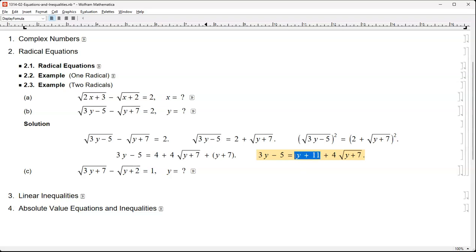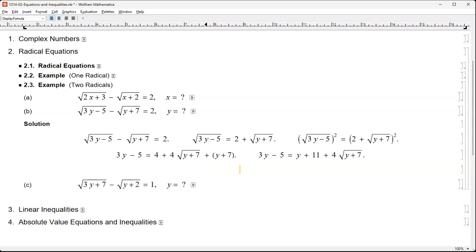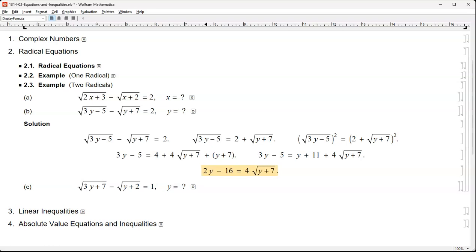Okay, let's flip these to the other side. 3y minus y, so we have 2y, and then minus 5, another 11, minus 16, and that's 4 square root of y plus 7. Okay, alright, isolated. I can square both sides, but not so fast. Let's simplify first so that the computation becomes less painful. y minus 8 is equal to 2 square root of y plus 7, because everything is an even number here in the left hand side. Now I'm ready to take the square of both sides.